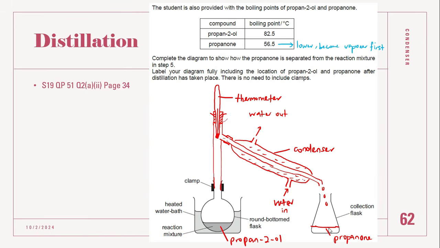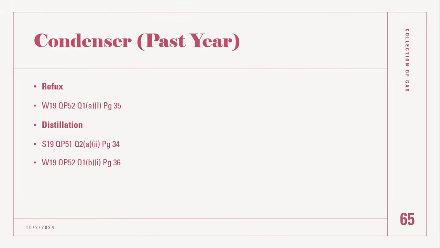flask. So when you complete the diagram like this, there is a tube going up, and there's a thermometer here to measure the temperature, label water in and out also, and a few lines to represent water inside the condenser. And lastly, there's this list of questions to show you which past papers you can practice your drawing on for the condensers.